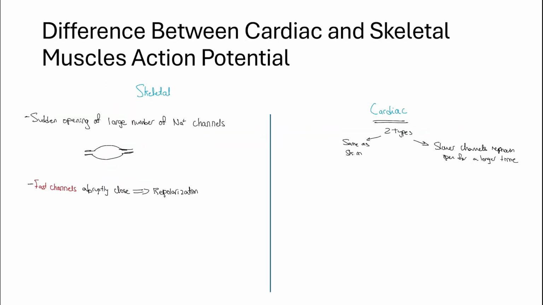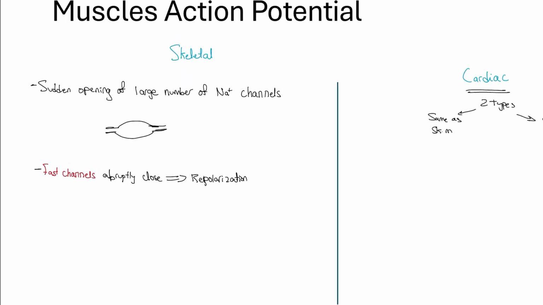Here is the difference between the cardiac and the skeletal muscle's action potential. In the skeletal muscle, there is a sudden opening of a large number of sodium channels, so the sodium goes from extracellular to intracellular. This is the depolarization. After that, the fast channels of the potassium abruptly close, causing the repolarization.